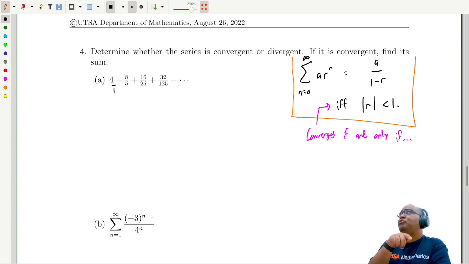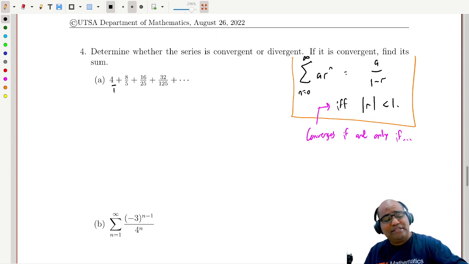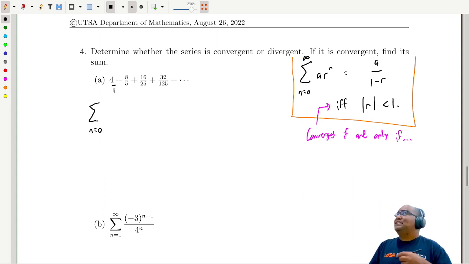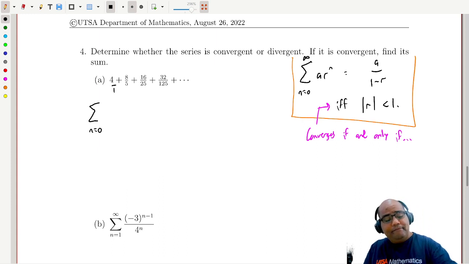What's the next numerator? Well, the numerators, how are they going up? We have 4 to 8. Well, 4 times 2 is 8. 8 times 2 is 16. 16 times 2 is 32. So the numerators double. Okay, so let's look at our pattern here. Let's try to see what we can write for a sum here. So if I index the sum starting at, say, n equals 0, you can index it at n equals 1 if you like, but just got to be a little careful.